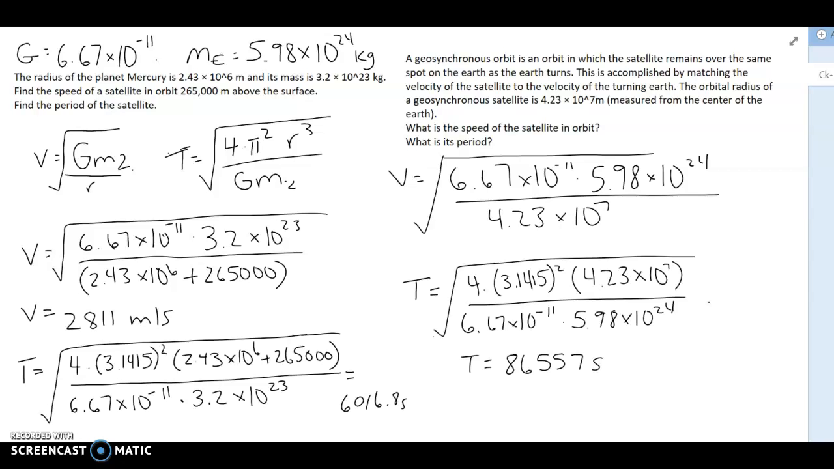Okay, as you can see on the screen here, I wrote in the t for both of our problems. We put in 4 times pi squared, and don't forget to cube the r values. And then over top of the bottom, you can see the answers there rounded.